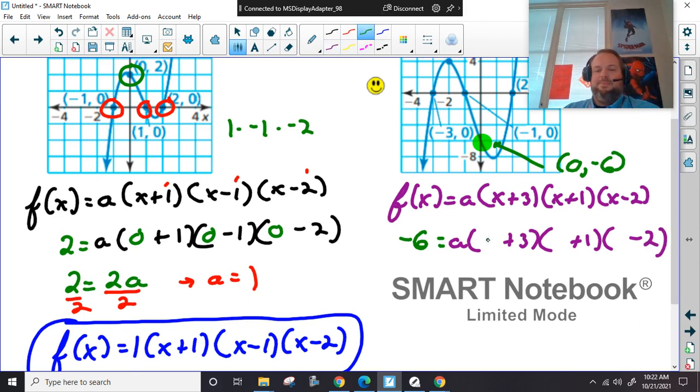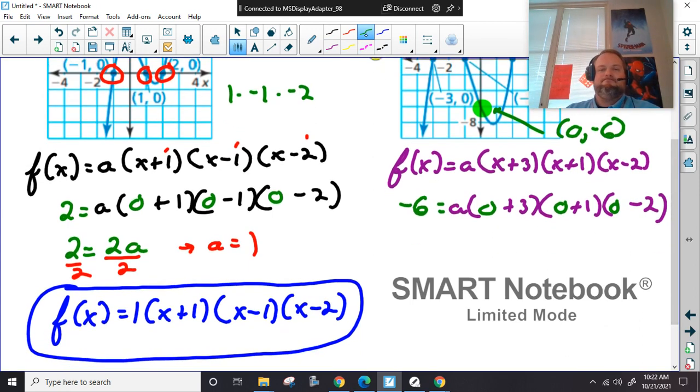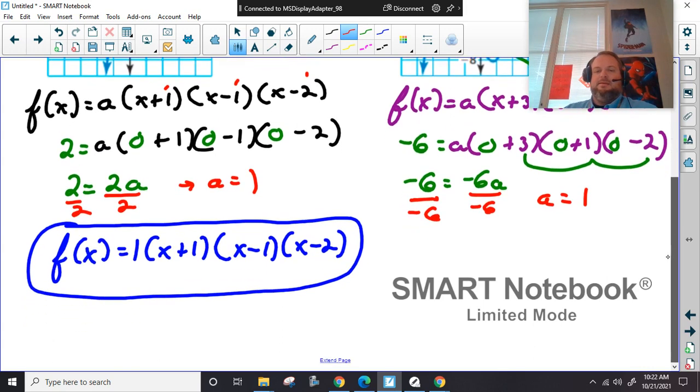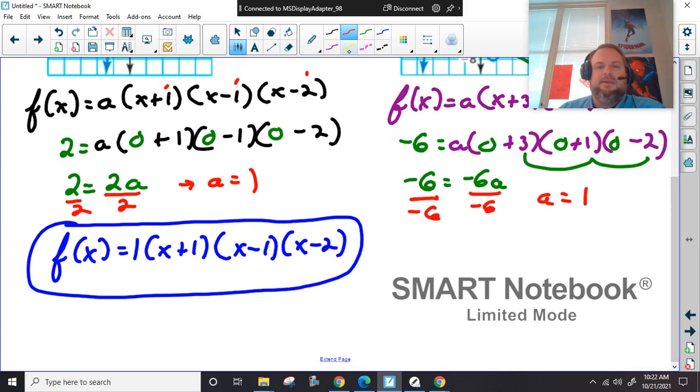All right, so we plug this in. 3 times 1 is 3, times -2 is -6. So we actually get 1 again. I need a different color. Let's do brown. So we would have f of x equals, you could write the 1, you don't have to.